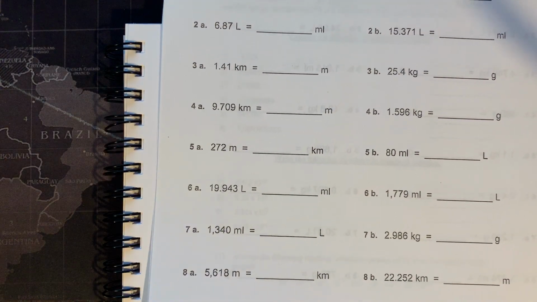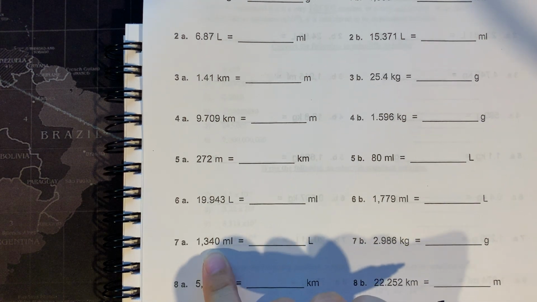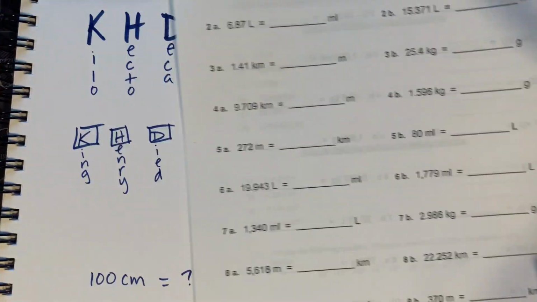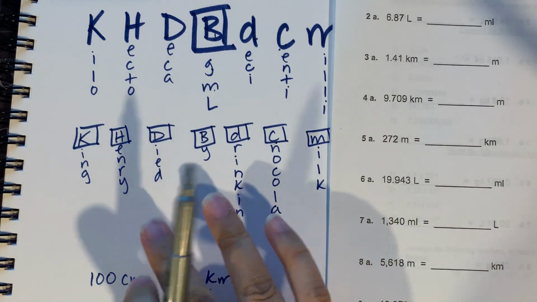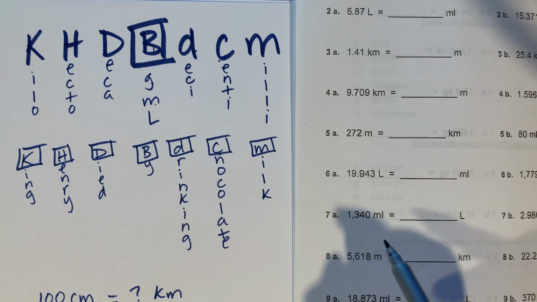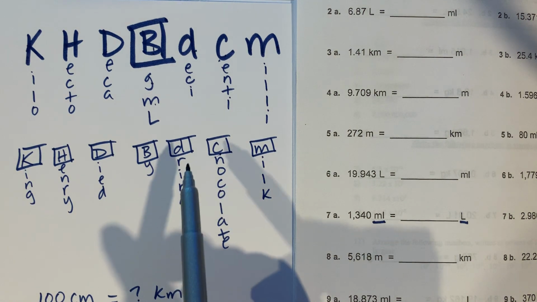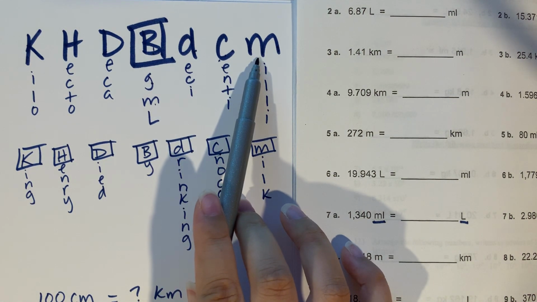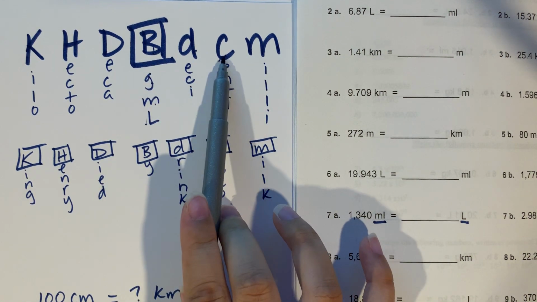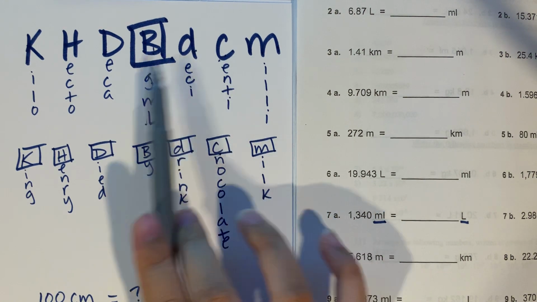So for example, looking at your worksheet, let's do number 7A right here. So 7A, I'm going from milliliters, okay, milliliters, right here, to liters. So I'm gonna see where milli is. Okay, milli, that's my M. I'm trying to get to the base, which is liters, found right here. I'm gonna end up having to move 1, 2, 3. Move my decimal point 3 times to the left.